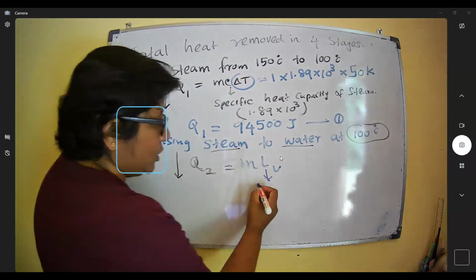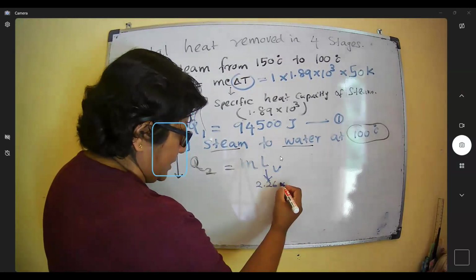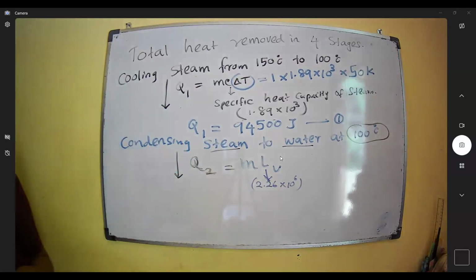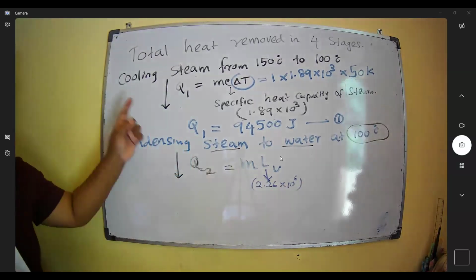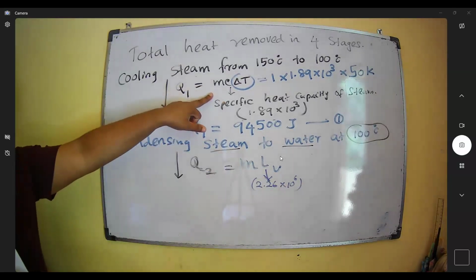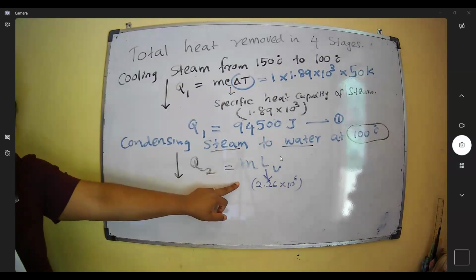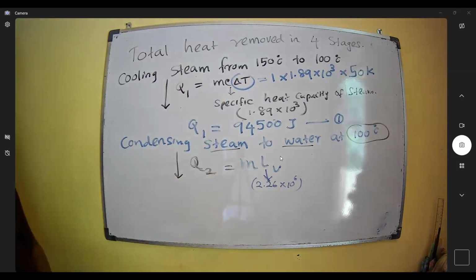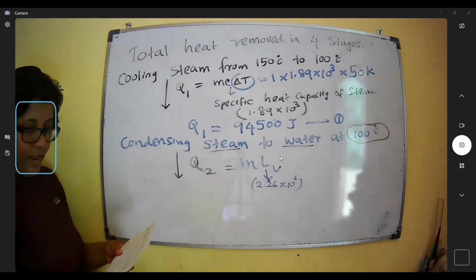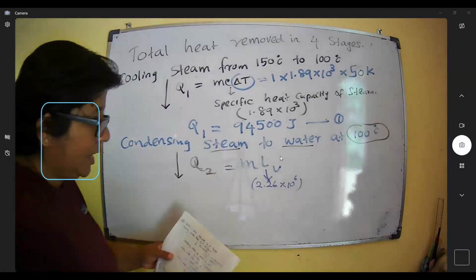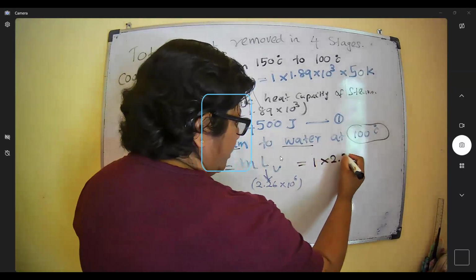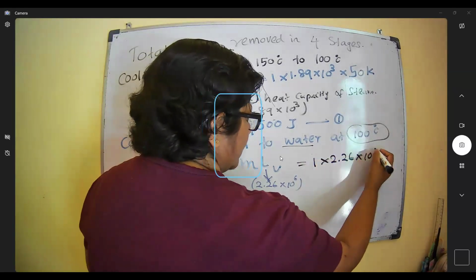This is equal to 2.26 × 10^6. They will mention this is the value for the latent heat, right? After the question, within brackets, they give the data. But the specific heat capacity of the steam and the latent heat of vaporization should be given, right? Then we can substitute this value in our equation. m is 1 kilogram times 2.26 × 10^6.